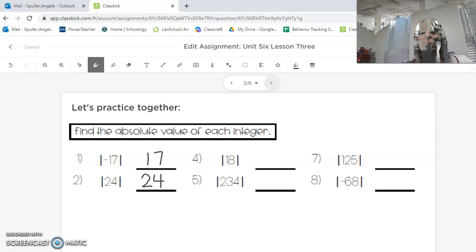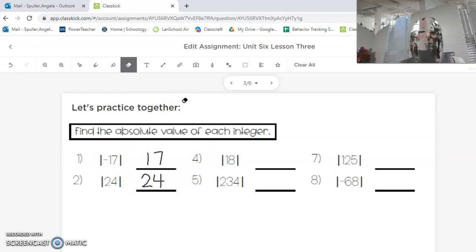Now, here's where people make mistakes. A lot of times people go, well, I have to do the opposite. We're not talking opposites right now. We're not saying where is the other side of that number. We're talking about how many jumps or how many spaces from 0. So always, because you're making those jumps, it's always positive.